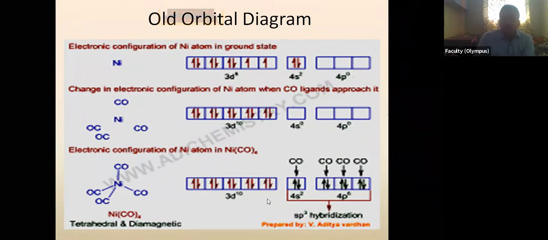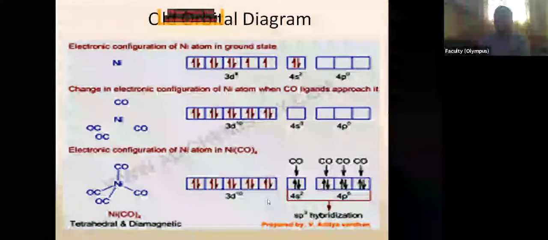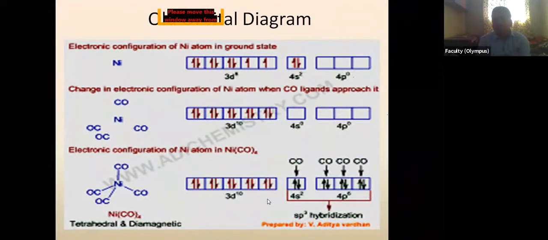Okay. So these are the old considerations. At first, these assumptions were made that the electrons from 4s2 orbital shift to 3d and the 4s and 4p empty orbitals undergo hybridization. Okay. But there are some evidences. If we consider this type of hybridization, this type of bonding, then all four carbonyls would be equivalent.